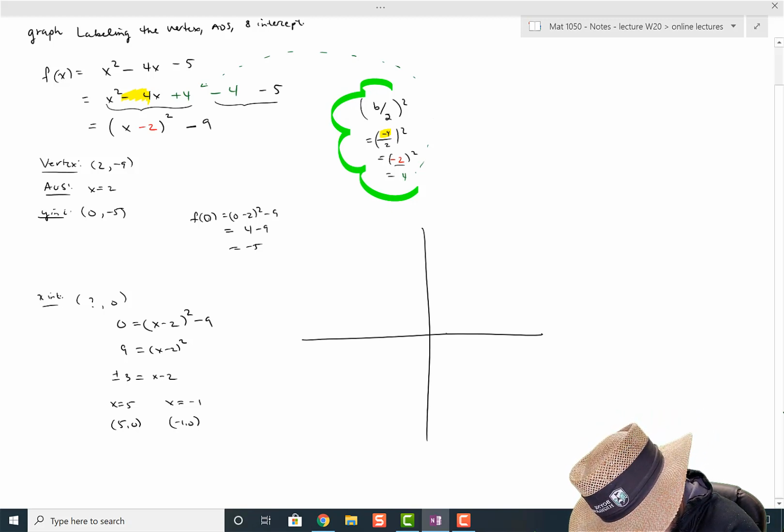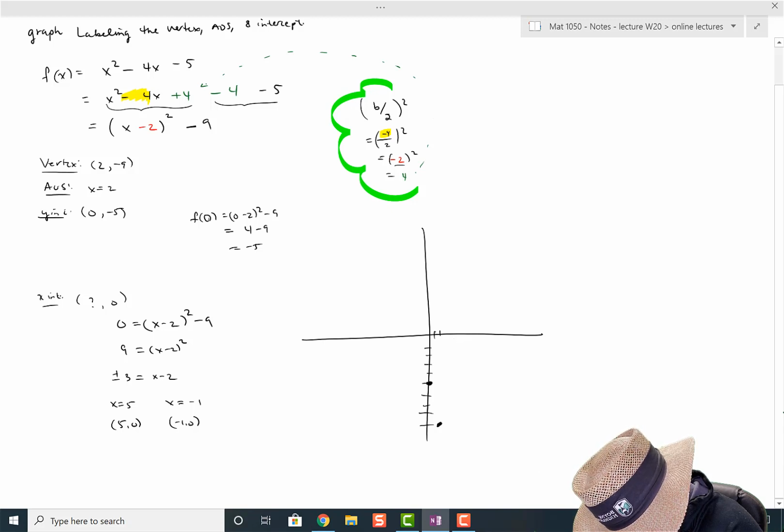Okay, so here we go. That's 2, 1, 2, 3, 4, 5, 6, 7, 8, 9, 2, 9. There you go. Boom. Axis of symmetry goes through that. 0, 1, 2, 3, 4, 5. Is it opening upward? Yeah, it's opening upward. Absolutely. It's positive. That's a good thing.